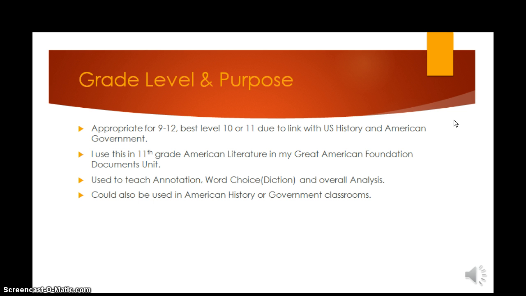It could also be used in an American history or government classroom, which is why I chose this as opposed to a book, because I figured it's something that, while yes, I do use it in my English classroom, it would also easily appear in a social studies classroom that is one of the content areas discussed in the chapter. So I would be able to apply the 3 practices of historians to this text.